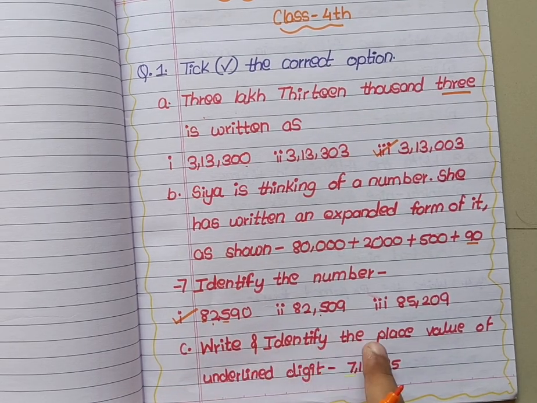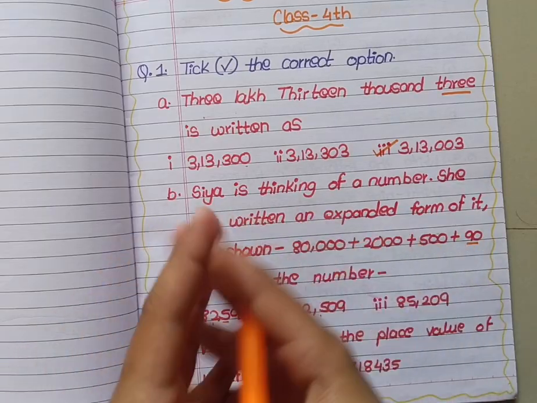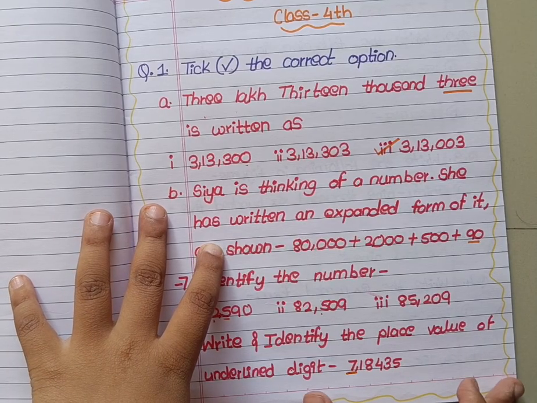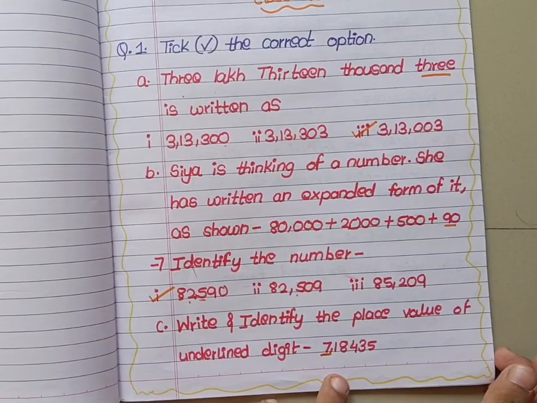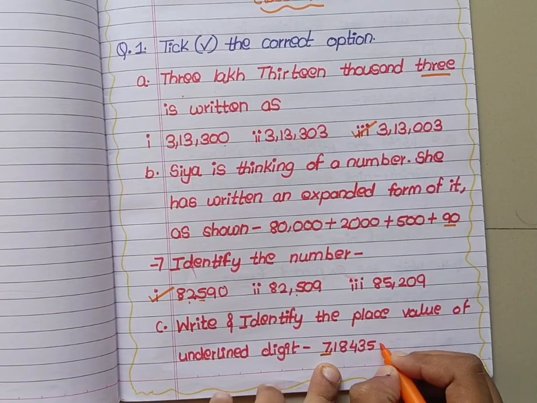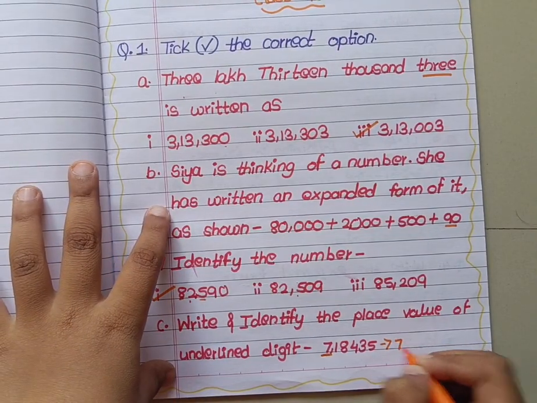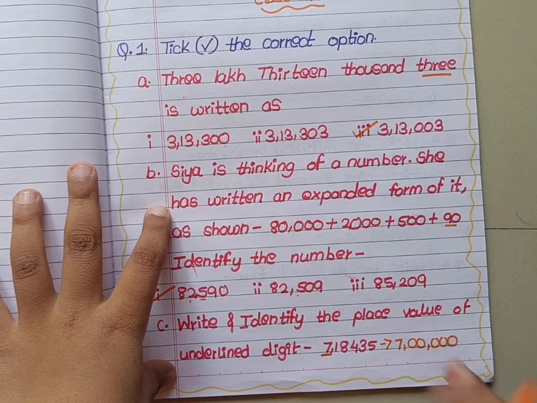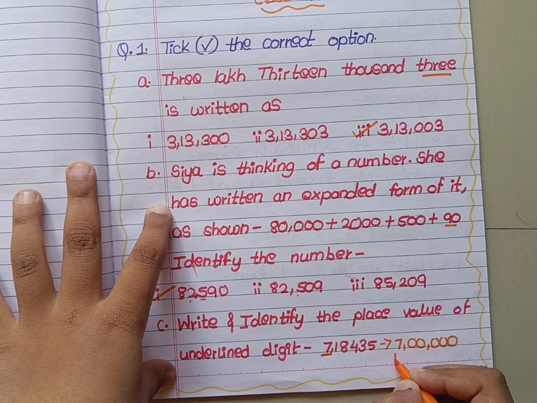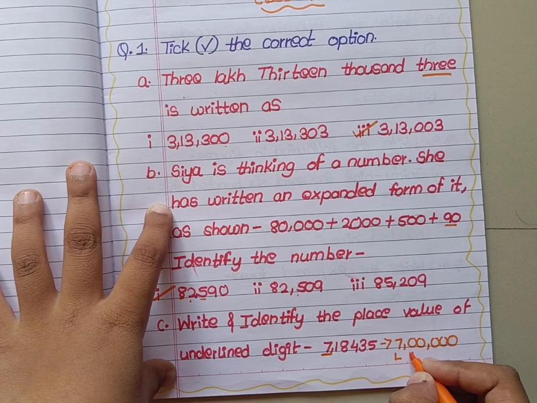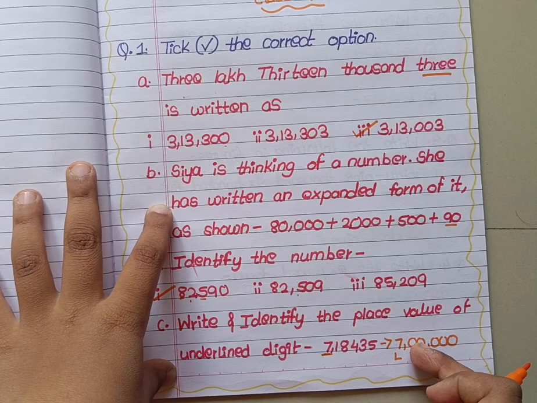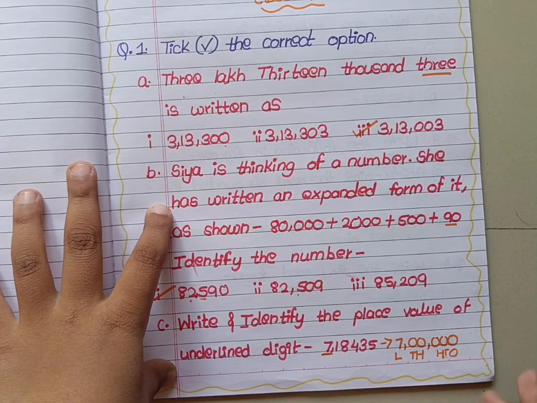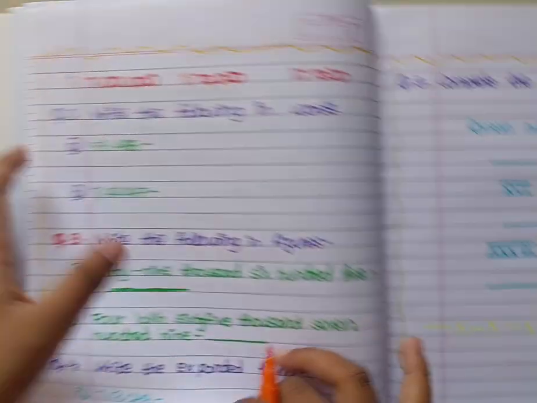Next: identify the place value of the underlined digit. We know what place value and face value are. The underlined digit is the first digit. Place value first: this is going to be 7 lakh. We can write it as 7, then 2 zeros and again 3 zeros. Why? Because this is lakh. Then this is ten thousand and thousand, then hundred, tens and ones.